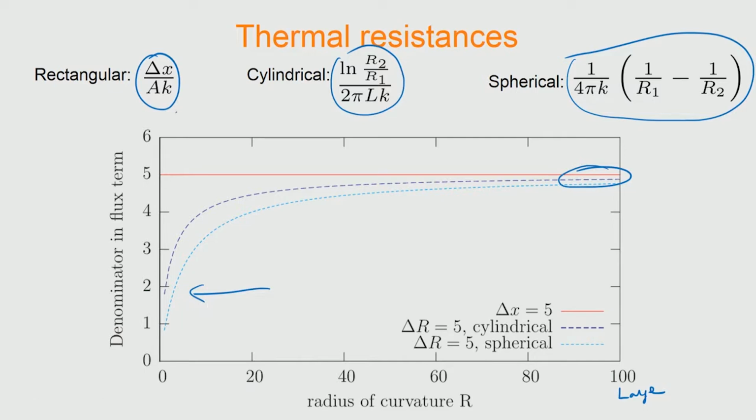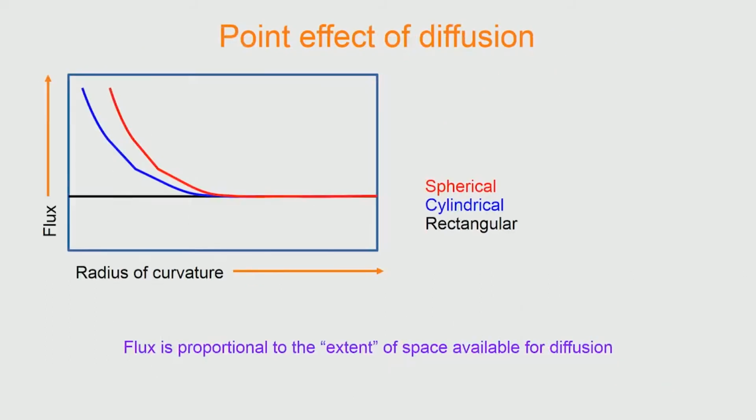You can see that the rectangular case is flat, the cylindrical one is drooping down, and the spherical one droops down much more. So, what this implies is that the resistance is changing: it is very small for the spherical case, intermediate for the cylindrical case, and constant for the rectangular case. The resistance goes into the denominator of the flux term, which means that the flux itself is changing in the inverse manner.